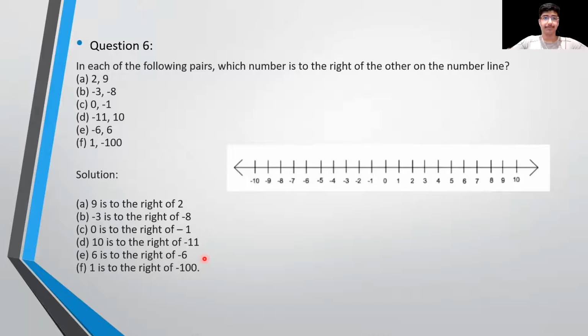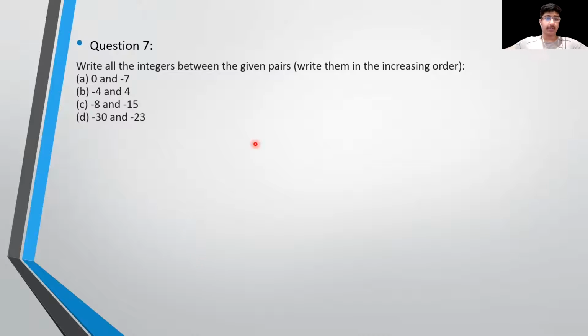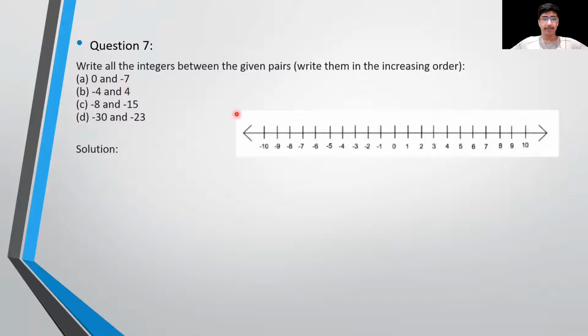All right. Question number 7. Write all the integers between the given pairs. Write them in increasing order. So first one, 0 and -7. So here's a number line. They have asked us to write all the integers between 0 and -7. So first we have to locate where 0 and -7 are. So 0 is here, -7 is here. And then they have asked us to write them in increasing order.